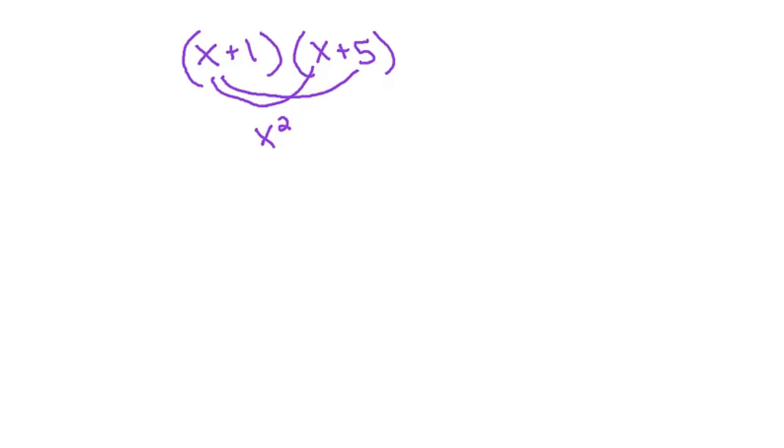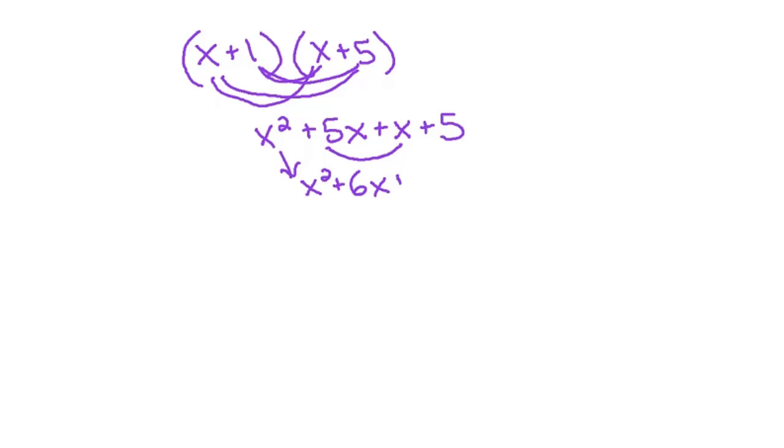Outer, x times positive 5 is plus 5x. And then inner, 1 times x is x. And then last, 1 times 5 is 5. And then we're going to add these together since they're like terms and get 6x. Bring that down and bring this down. So x squared plus 6x plus 5, that is the problem that we started with.